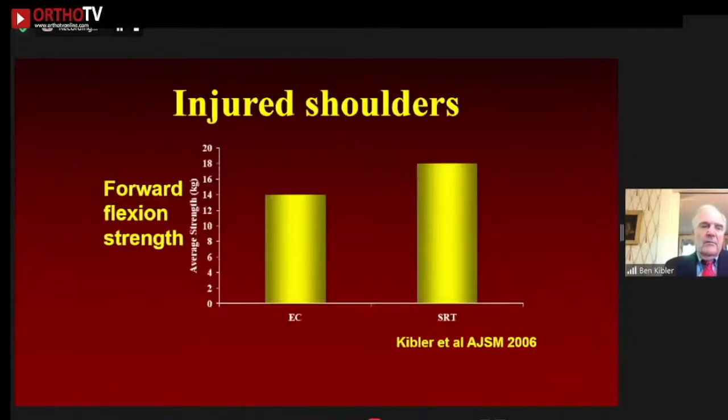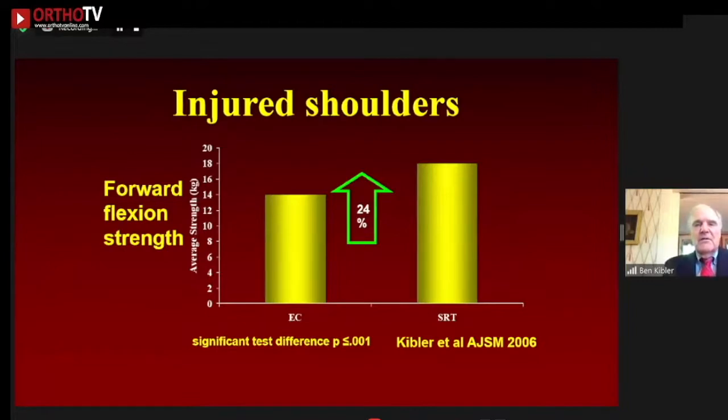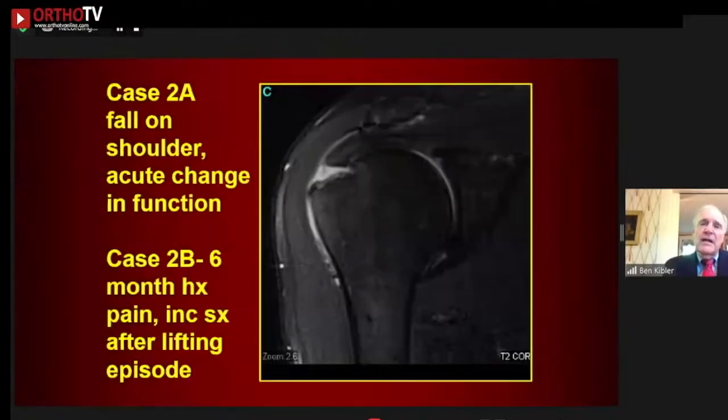We know from the standpoint of the injured shoulder with rotator cuff disease that if you put the arm in the scapular retracted position, you can improve forward flexion strength by 24%. So we know that stabilization of the scapula in a retracted position facilitates and increases rotator cuff or forward flexion strength in the shoulder.